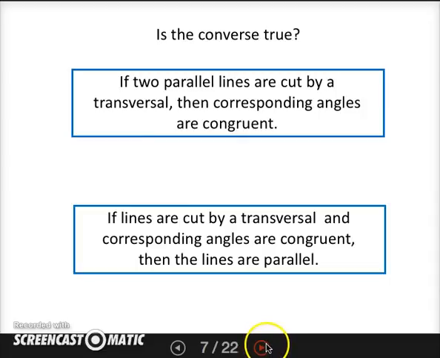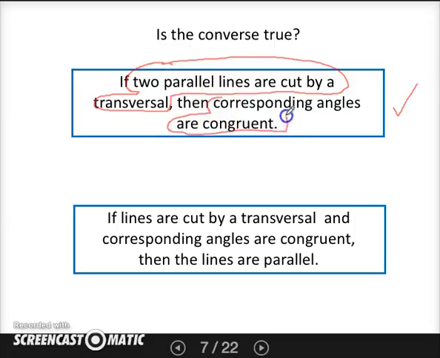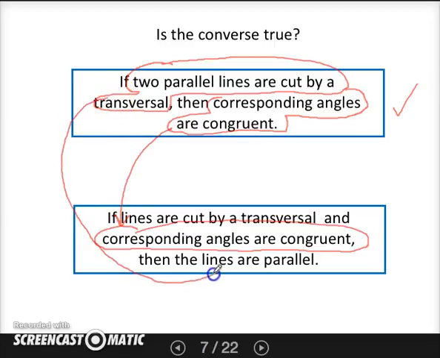But is the converse true? If two parallel lines are cut by a transversal, then corresponding angles are congruent. We know this because that's a postulate that we already have. Let's break this sentence up into the hypothesis, which is going to be this whole thing, and the conclusion, corresponding angles are congruent. What happens if we make the conclusion into the hypothesis and the hypothesis into the conclusion?